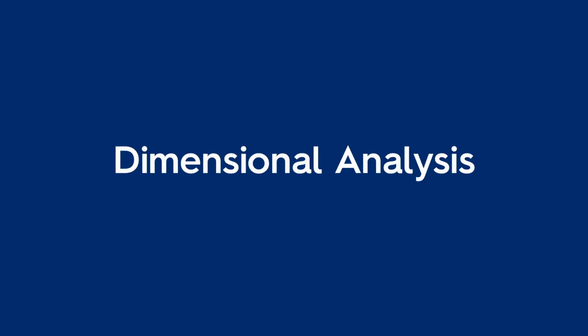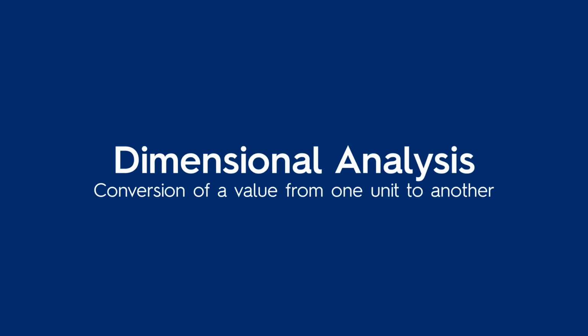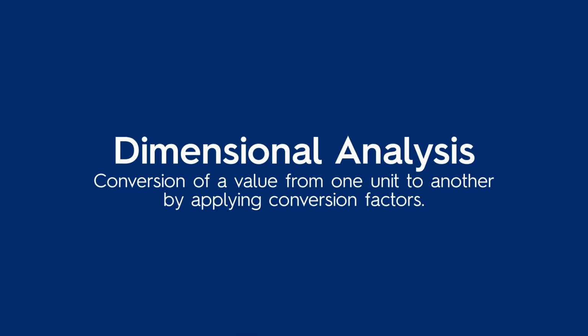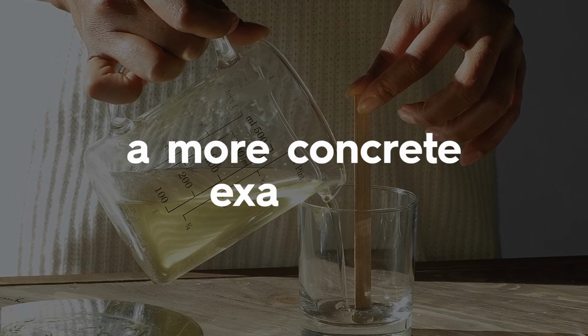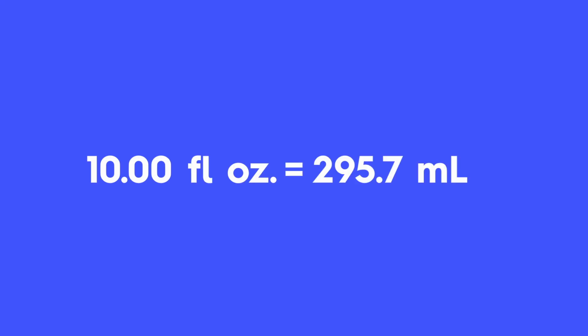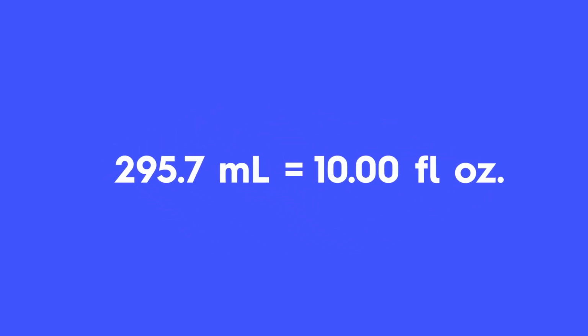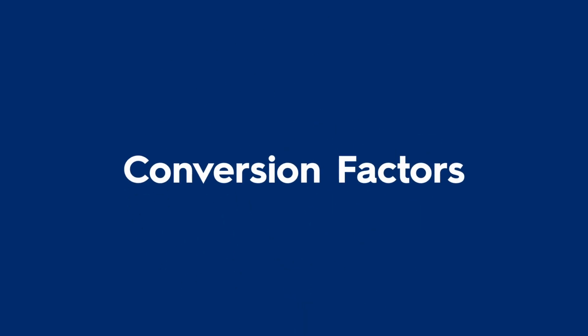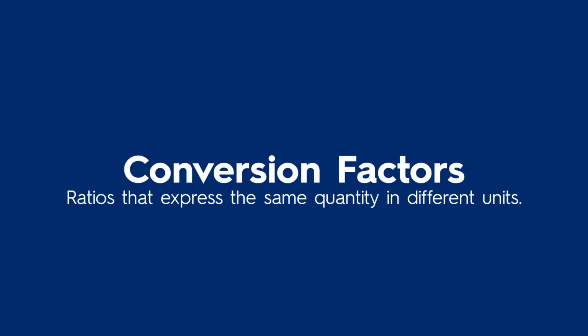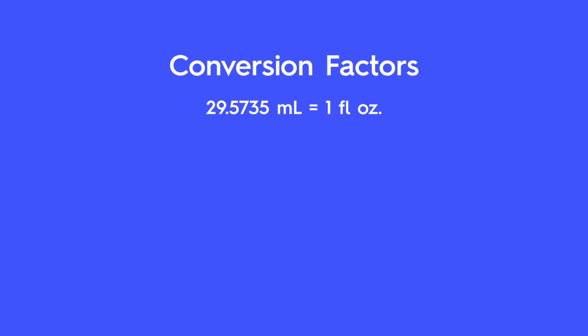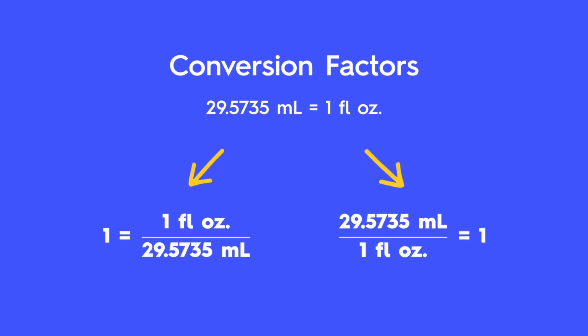Dimensional analysis is a method used to convert values from one unit to another by applying conversion factors. You've likely done this before, for example, converting meters to centimeters, seconds to minutes, and others. A more concrete example is converting 10.00 US fluid ounces to milliliters, or going the other way, milliliters to US fluid ounces. To do this, we use conversion factors, which are ratios that express the same quantity in different units. These can be written as two fractions that we can use for our calculations.